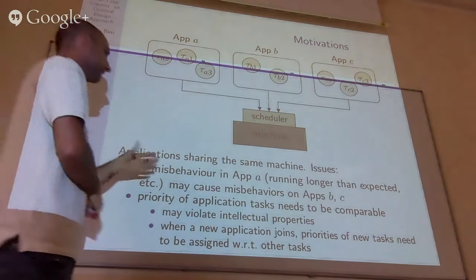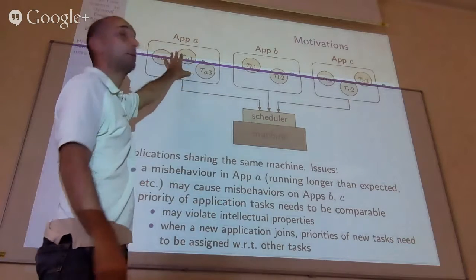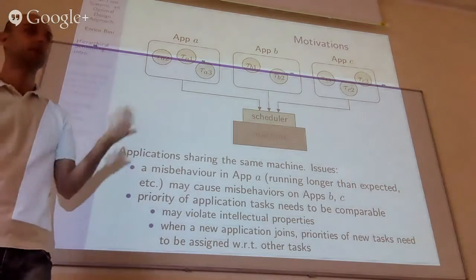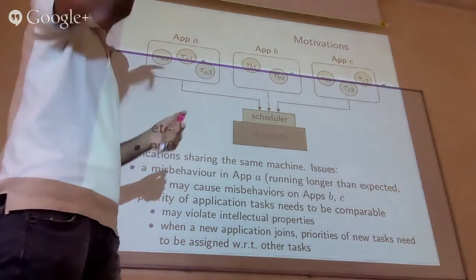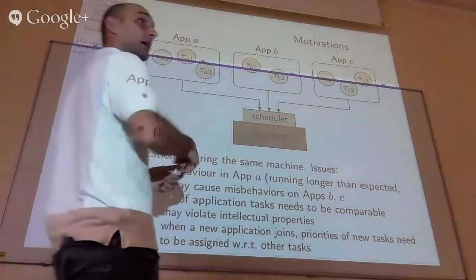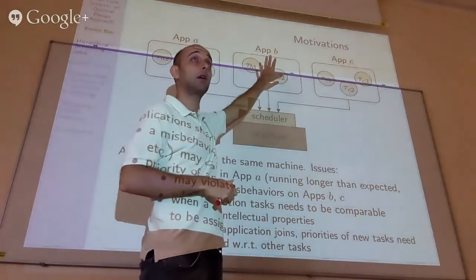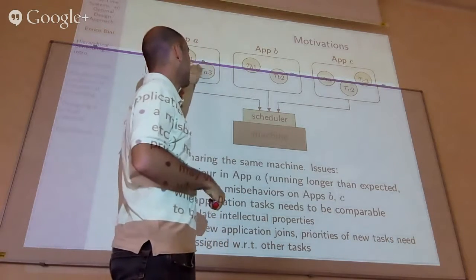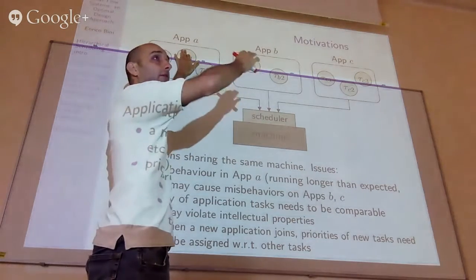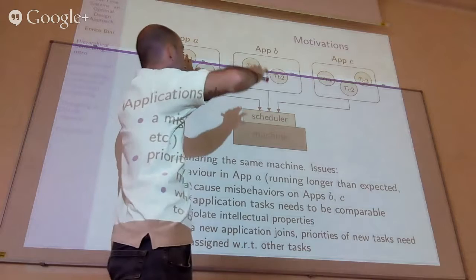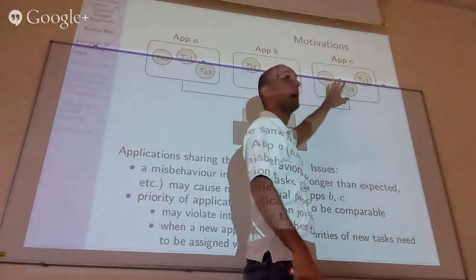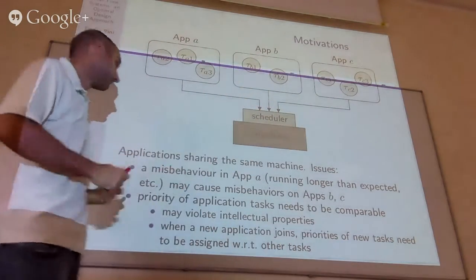The problem is that if any misbehavior happens in application A, such as a task which takes longer than expected, or it goes in a deadlock or livelock, it may also cause misbehavior in other applications. If task tau A1 has the highest priority among all tasks and it takes forever because it is in a livelock, the misbehavior in this application affects the other applications too, because those applications will never run.